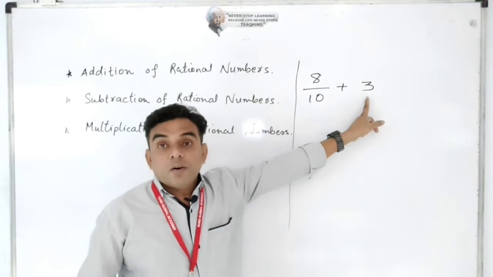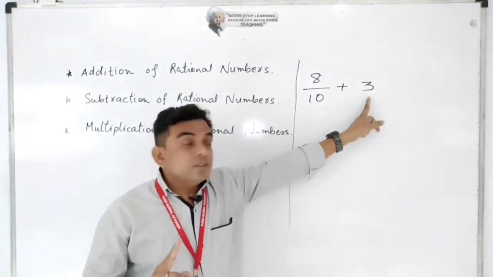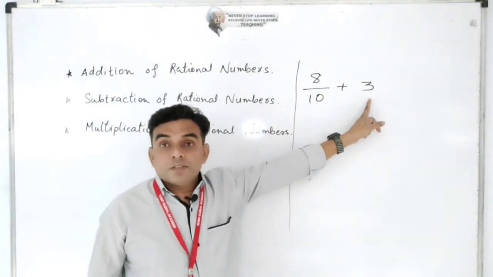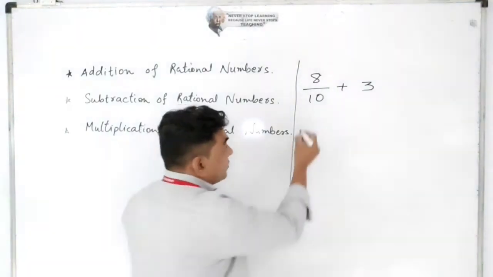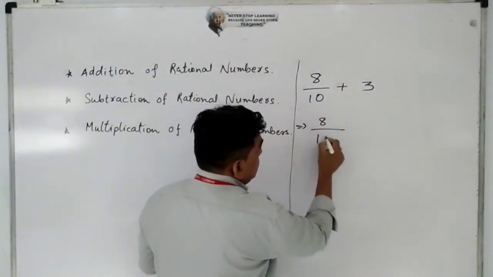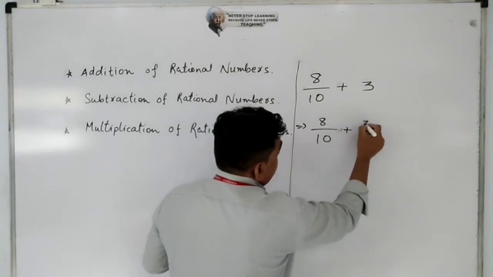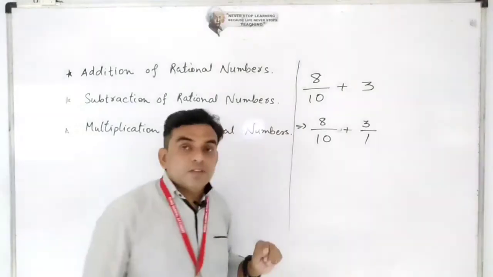Whenever you put a 1 down here in the denominator, it is also a rational number, students. You can just go with that. So I'm going to start here: 8 by 10 plus 3 by 1. It is also a rational number, you can just see, students.